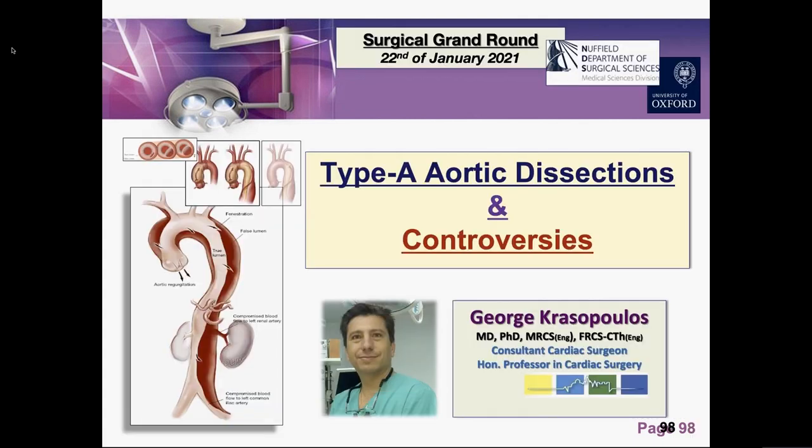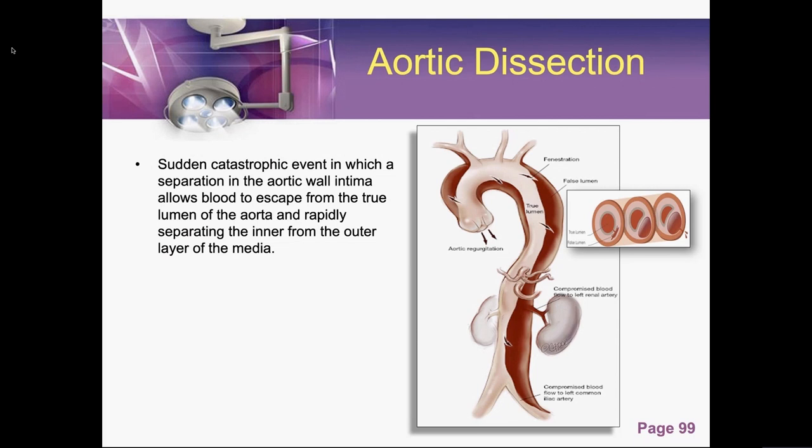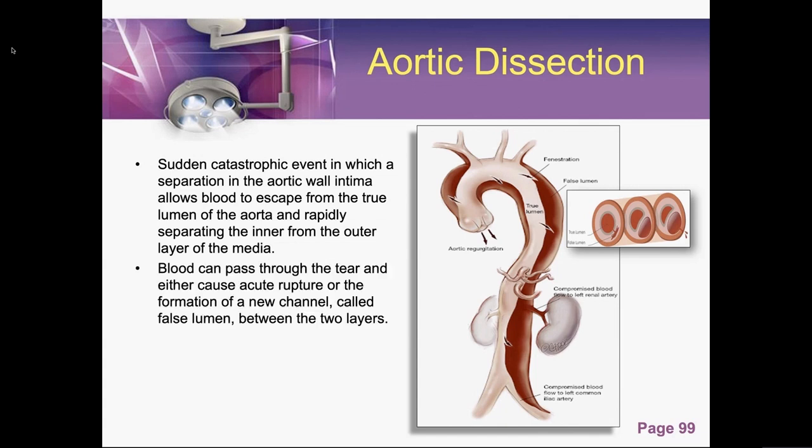We're going to move now to discussing a little bit further about aortic dissections, in particular type A aortic dissections, and some controversies that surround the treatment of aortic dissections and aortic aneurysms. Aortic dissection is a sudden catastrophic event in which we have a separation of the aortic wall intima, which allows blood to escape from the true lumen of the aorta and rapidly separate the inner from the outer layer of the media. The blood passes through the tear and either causes an acute rupture or the formation of a new channel called the false lumen between the two layers.